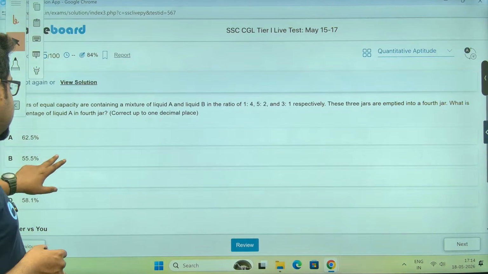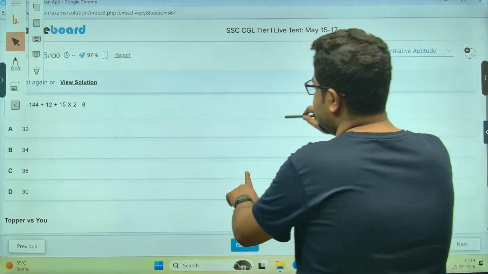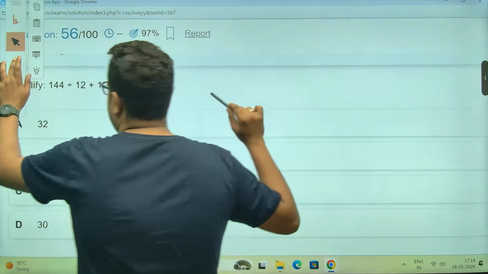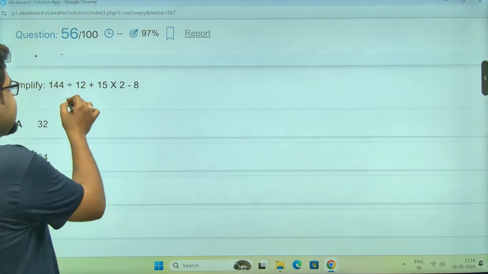Close to 55%, then sir 60%. You see, be careful. I was about to make the error. I was about to make a simple error. So again, this is easy.